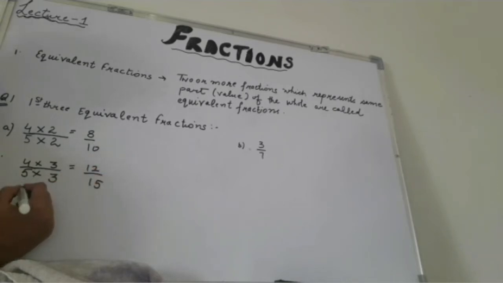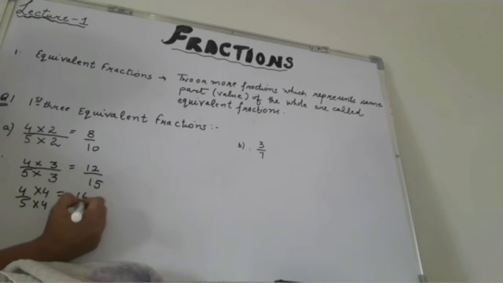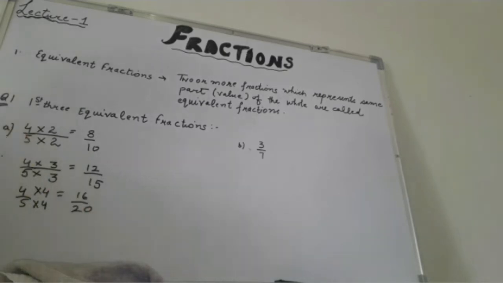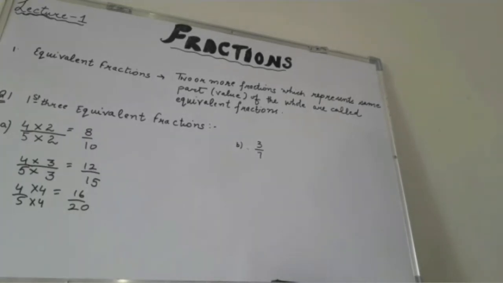Similarly, when I will get 4 upon 5 multiplied by 4, then 4 4s are 16 and 4 5s are 20. So my first three equivalent fractions become 8 by 10, 12 by 15 and 16 upon 20. If you have to write the first 5, then you can continue 4 upon 5 multiplied by 5 and so on. Okay. Now let's do the B part.